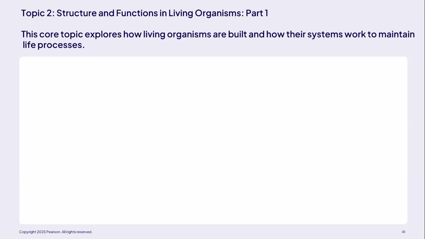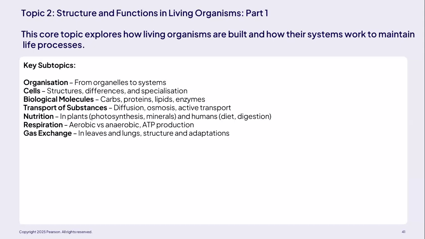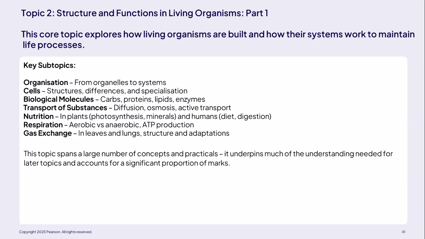Structure and functions in living organisms, part 1. This is a core topic. It explores how living organisms are built and how their systems work to maintain the life processes. So the key subtopics are organization, structure of cells, biological molecules, transport, different types of transport in and out of cells, nutrition, looking at both plants and humans, respiration, aerobic and anaerobic, gas exchange in both leaves and lungs, and how organisms are adapted for this. So it spans a large number of concepts and practicals, and it underpins much of the understanding needed for later topics.